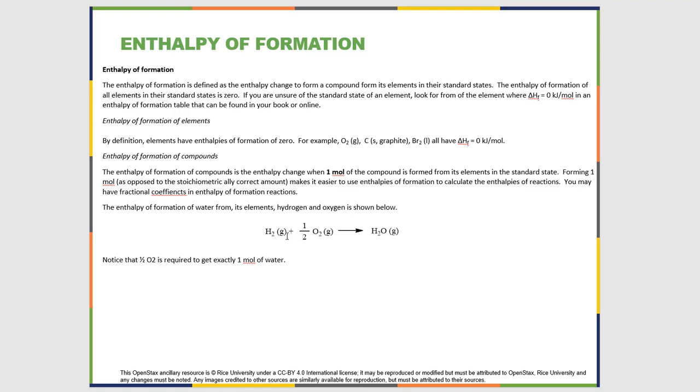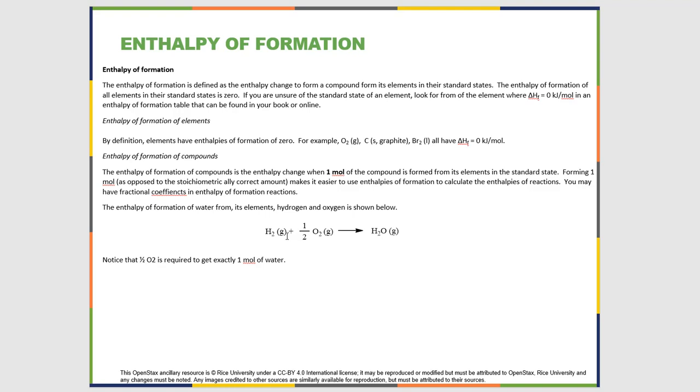First, the enthalpy of formation of elements is by definition 0. Second, you must form 1 mole of the compound exactly. So the units for enthalpy of formation are kilojoules per mole. So that's basically the two things that we need to remember for enthalpy of formation. So it's the formation of the compound from its elements.